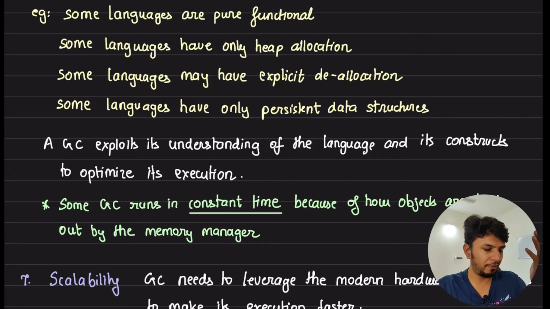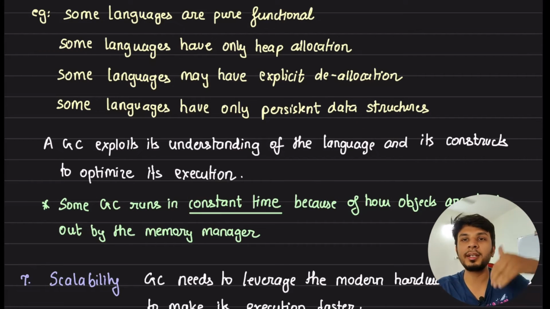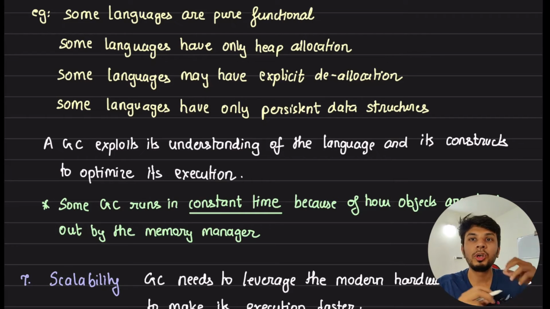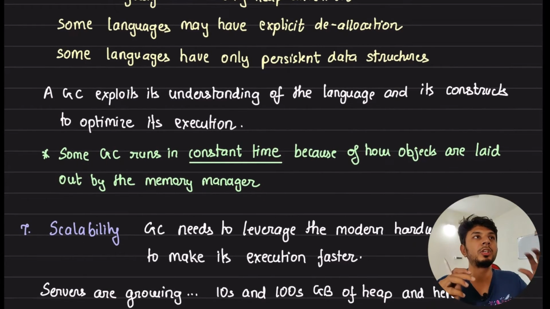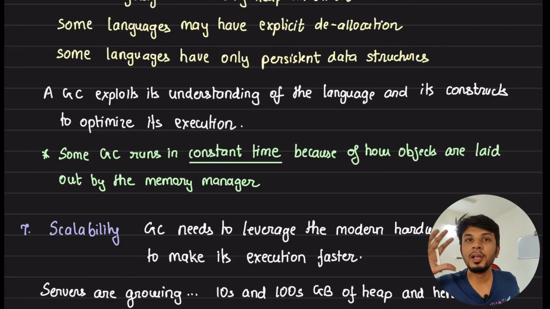Like if a language only has persistent data structures, then every time you make any modification, it will create a new copy of the data. So you can very easily run a quick deletion of the past references of the objects which are not in use. Then there is a way through which, if you know that a particular language stores the allocated objects in a particular order in memory, you can leverage that.